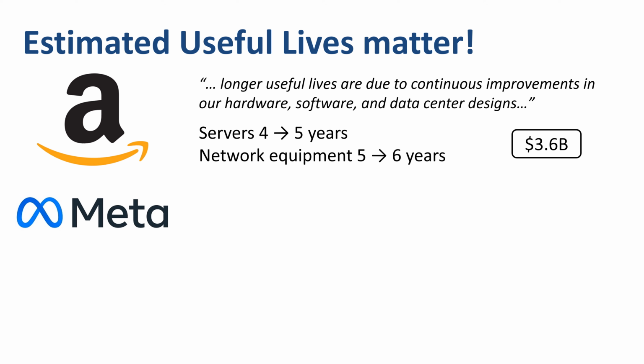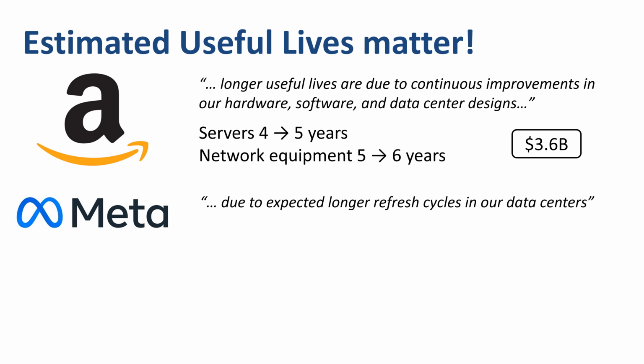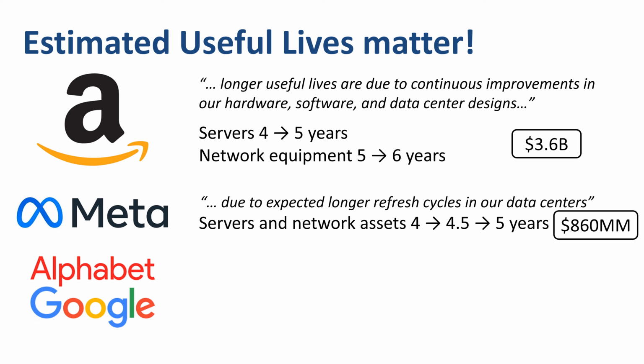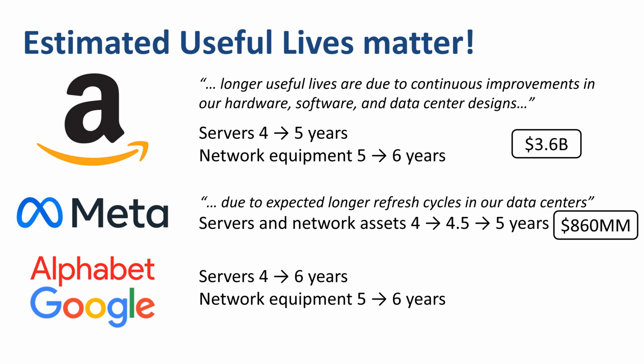Meta Platforms, the parent company of Facebook, reached a similar conclusion in 2 smaller steps. Estimated useful lives could be extended due to the expected longer refresh cycles in its data centers. The estimated useful lives of servers and network assets went from 4 to 4.5 to 5 years, an impact of $860 million. Alphabet Inc. followed suit in 2023, taking the estimated useful lives of servers from 4 to 6 years and those of network equipment from 5 to 6 years. $3.4 billion of depreciation expense upside.